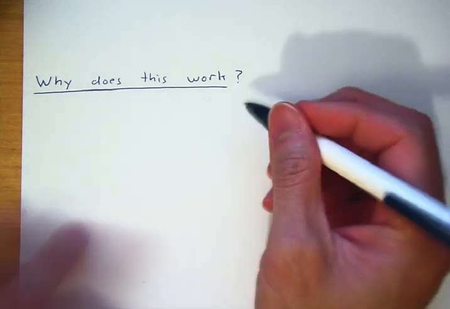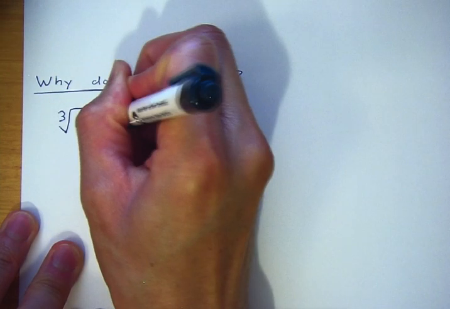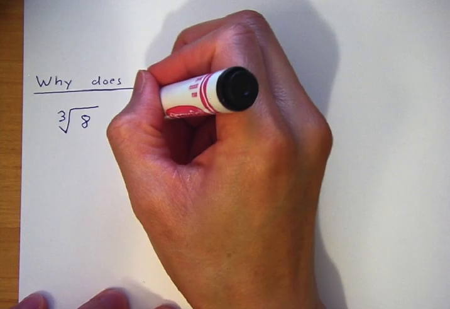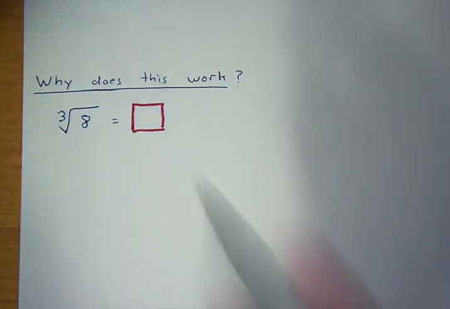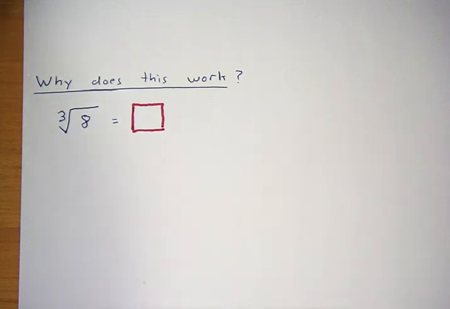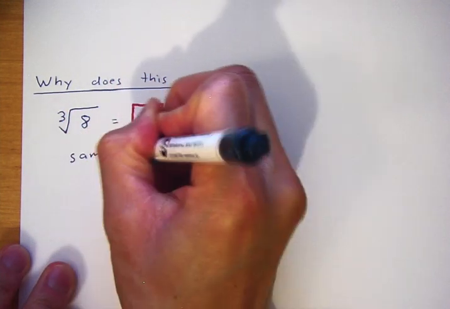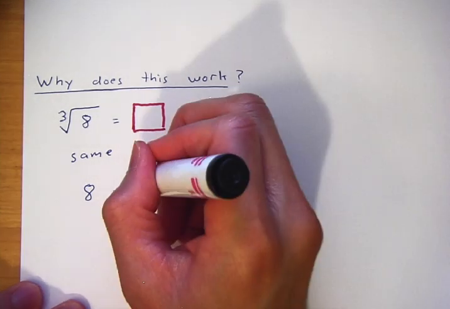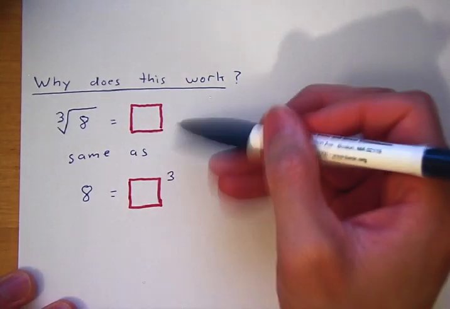So let's do an example. Let's say that you have the third root of 8. And you know that's equal to something. I don't know what it's equal to, so I'm just going to represent it with this box. So third root of 8 is equal to something. Another way you could write this right here is the same as 8 equals this red box to the third power.